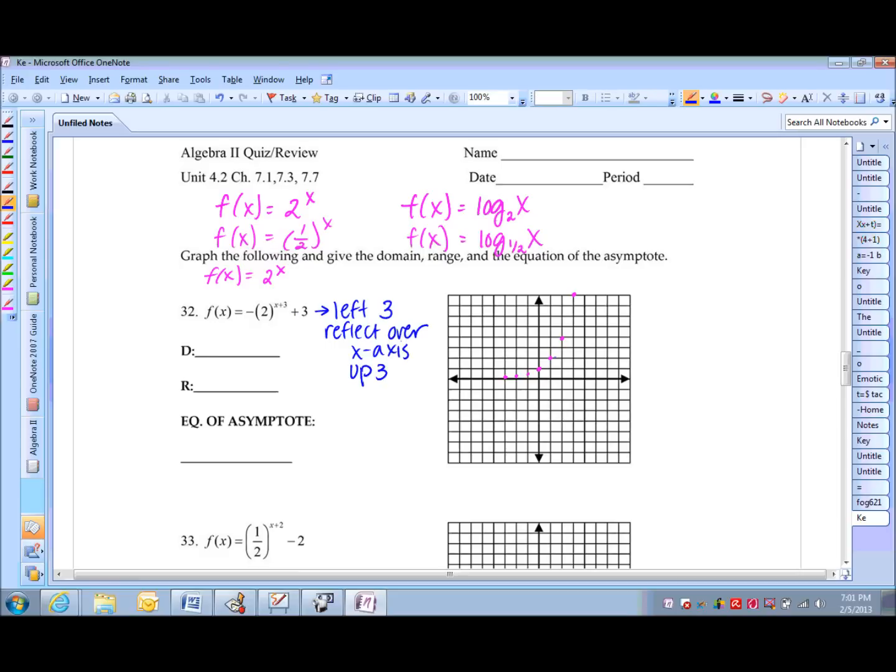So I start at any point, and I move left 3, reflect over the x-axis. So if I started with this point right here and I moved left 3, then I'd end up at -2, 2. When I reflect it over the x-axis, I end up at -2, -2. And then I move up 3 from there, and this is the new point that I get. And I go ahead and do that with all of my points. Go ahead and you do that on your worksheet too.